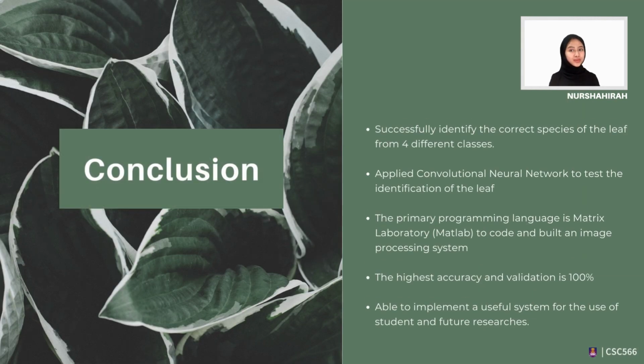For the conclusion, we have successfully identified the 4 types of leaf from 4 different classes. We also have applied the convolutional neural network to test the identification of the leaf. The primary programming language, Matrix Laboratory, known as MATLAB, is used to code and build the image processing system. To conclude, the highest accuracy and validation of the leaf is 100%. And lastly, we are able to implement a useful system for the use of students and future researchers.